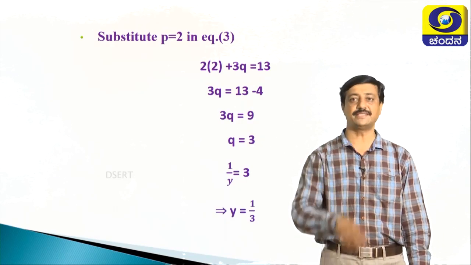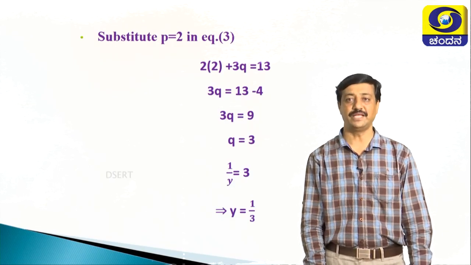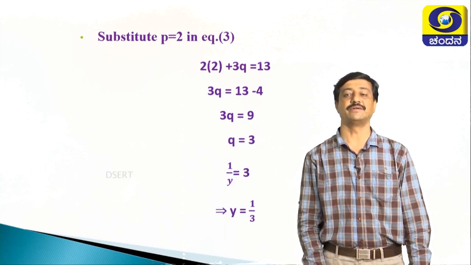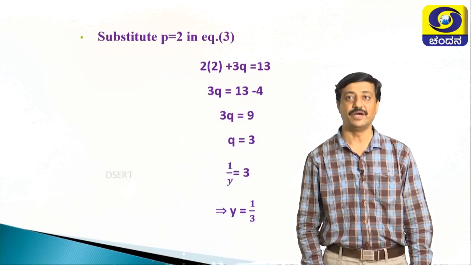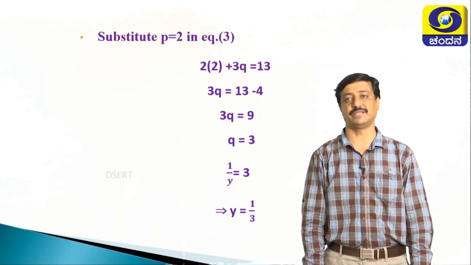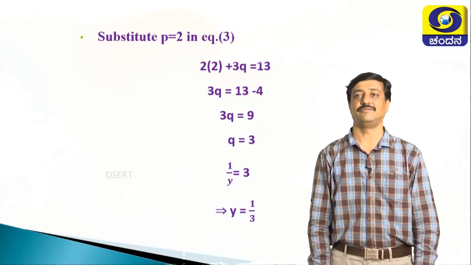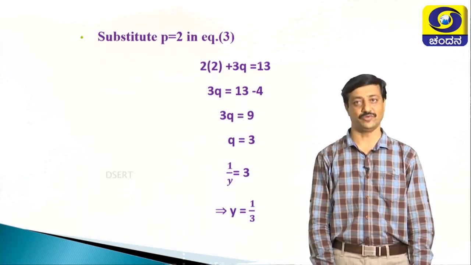So in the first case, x is equal to 1 by 2 and y is equal to 1 by 3 is the required solution. In this way, by reducing the given equations into standard form, we have to solve by applying any one of the 3 algebraic methods. So these are the important points which come under the third chapter, pair of linear equations in 2 variables.